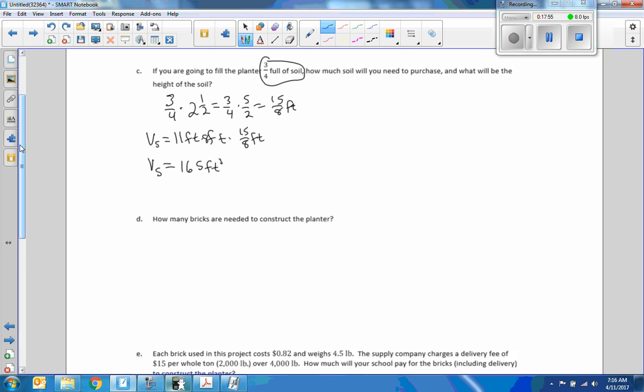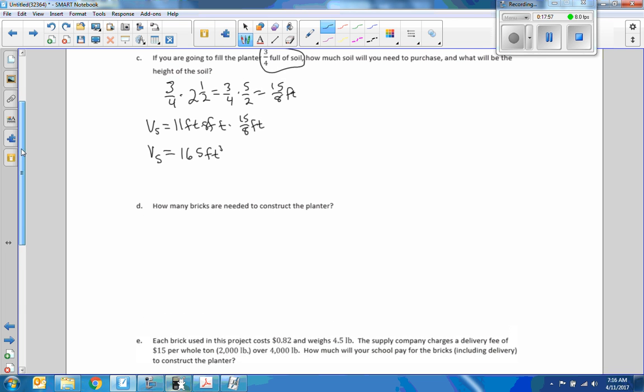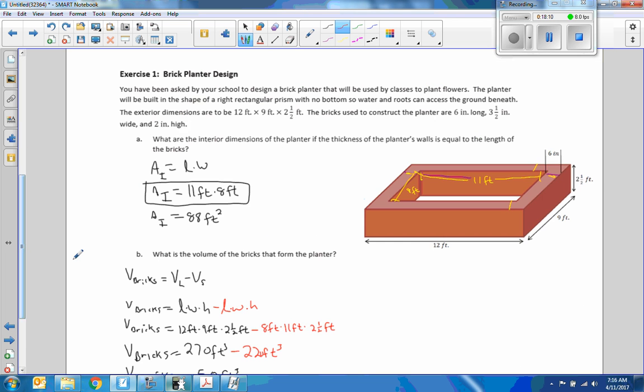Okay? Now D says, how many bricks are needed to construct a planter? So we need perimeter for starters. So we need to look back at that diagram again. So the perimeter of this is 8 1/2 feet. And the way we're going to calculate this, let me get rid of all this writing, and I'll use yellow. So looks good. All right.